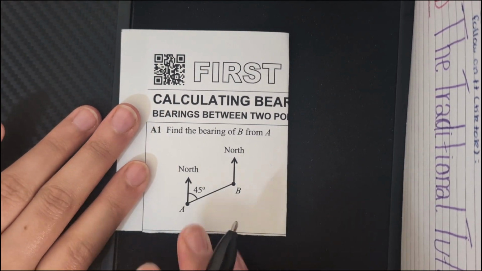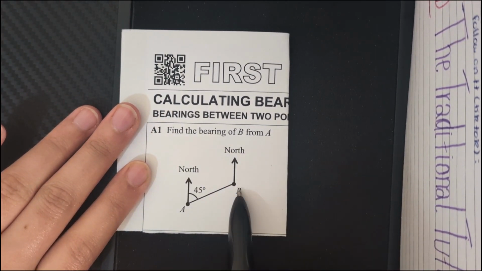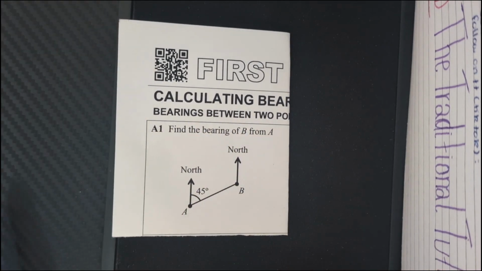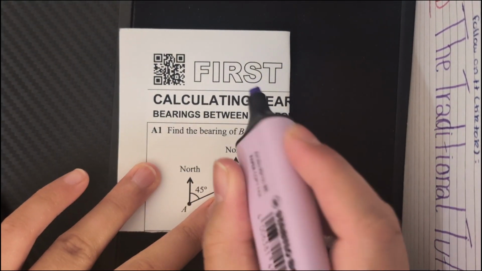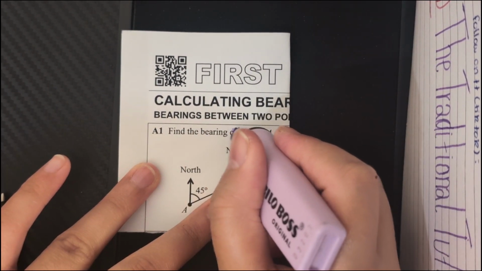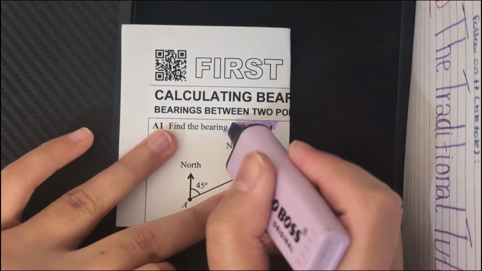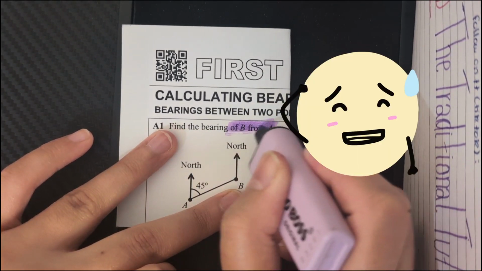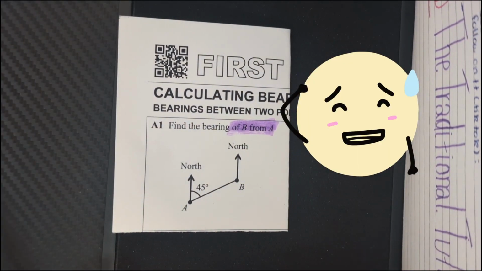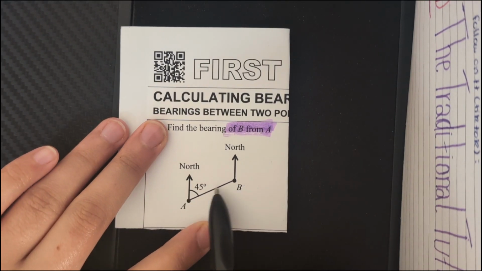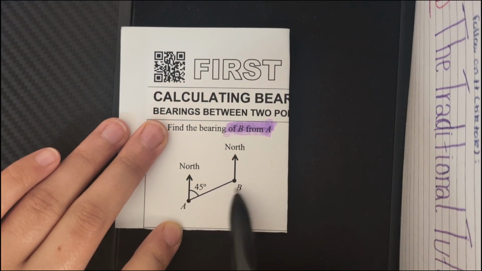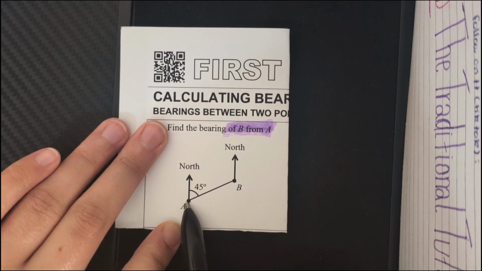Let's take a look at this. It says find the bearing of B from A. Remember what I mentioned in the previous video, the wording is quite important. They've said of B from A. So excuse my bad highlighting, but here we go. It just means that we need to be working out the bearing of B, starting from A, so I'm going to look at this north line.